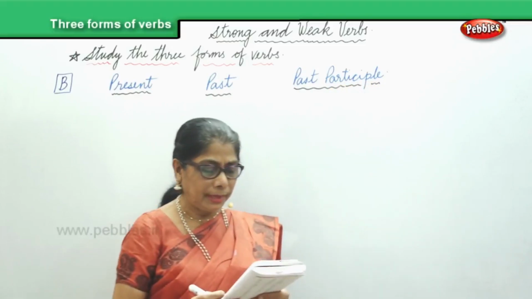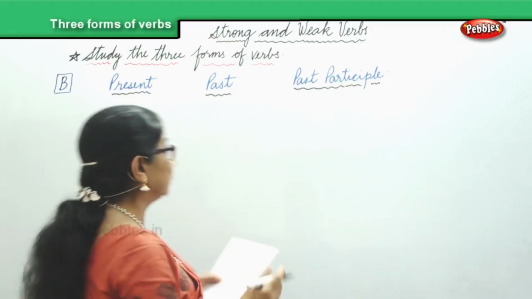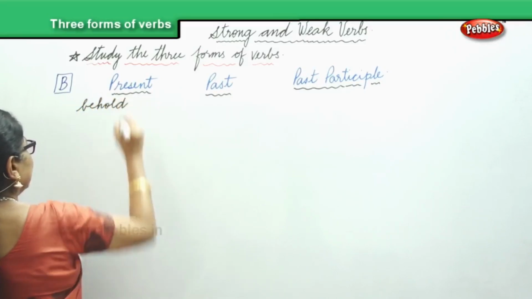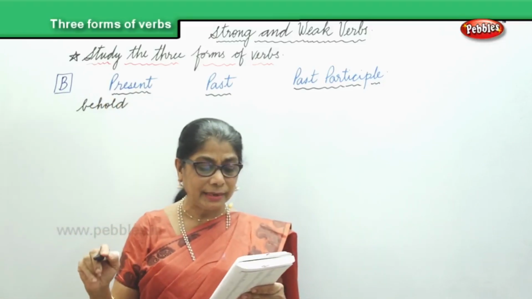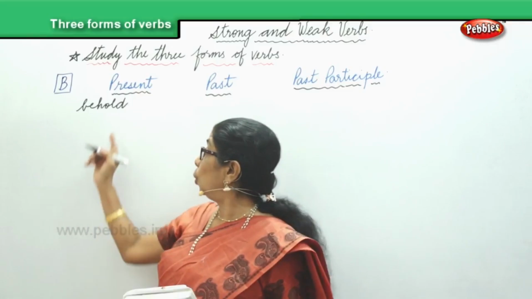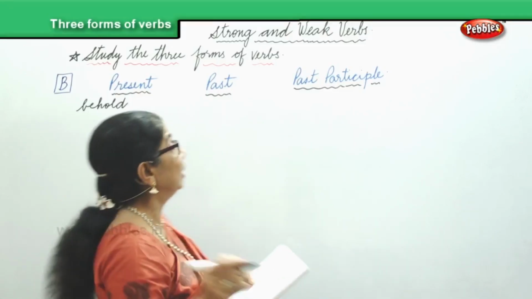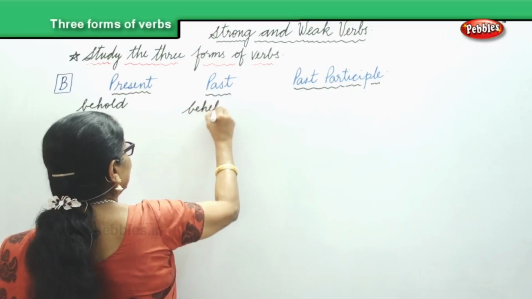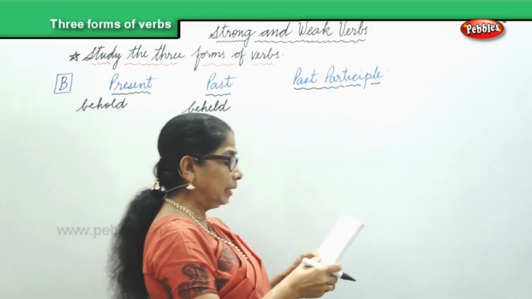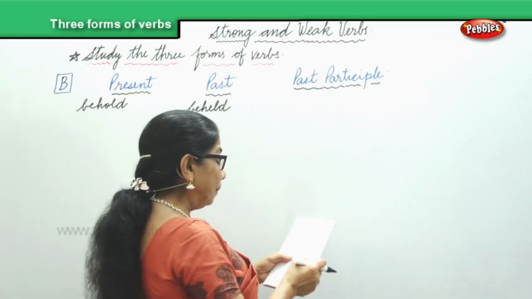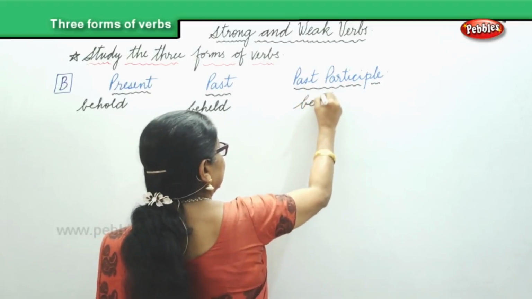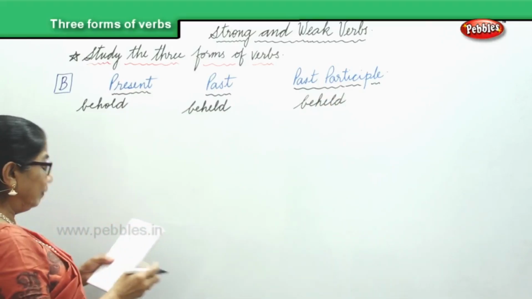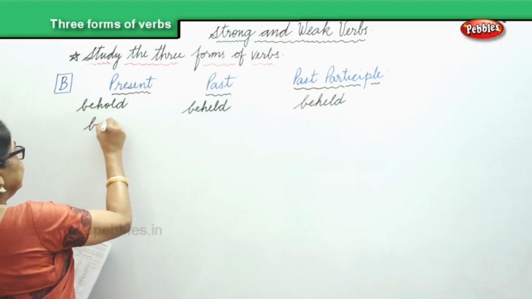We'll continue, and we have here behold. Behold. Again, we are changing inside the verb O, we are changing beheld. The past becomes beheld. Behold, beheld. And in the past participle, we have again beheld. Behold, beheld, beheld.